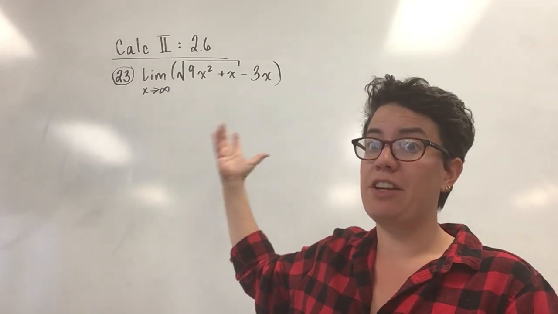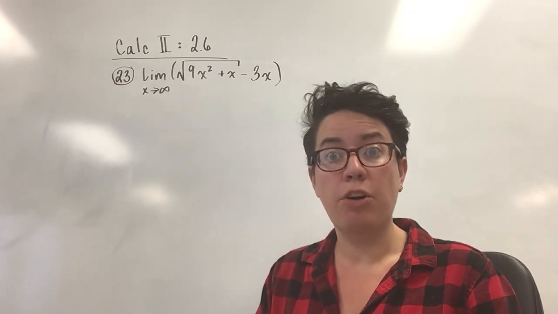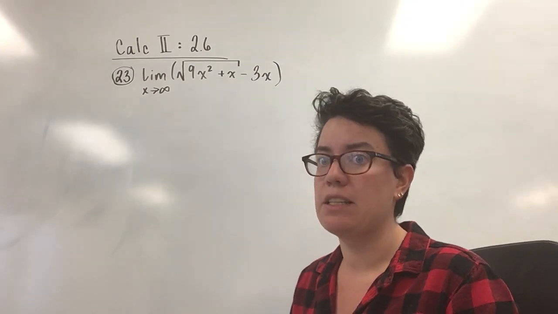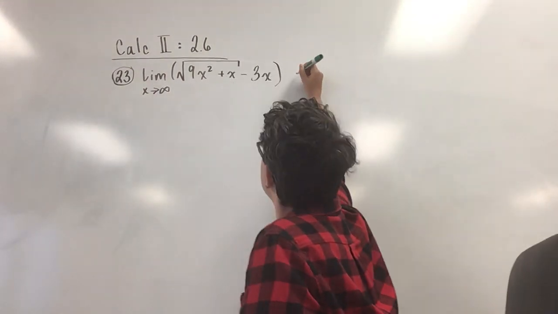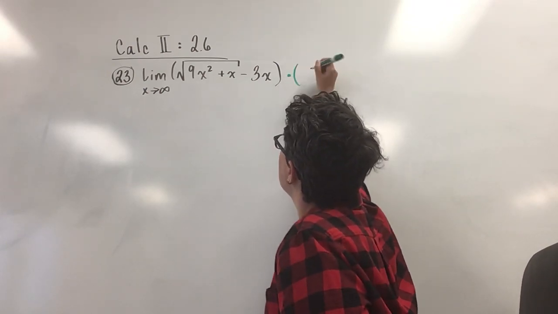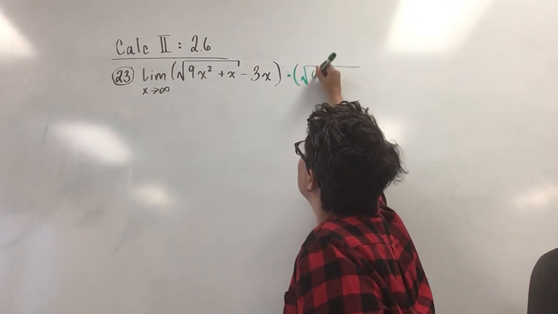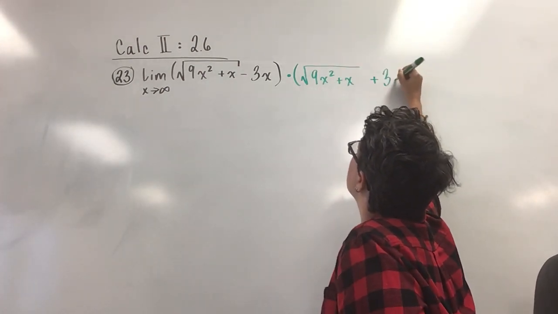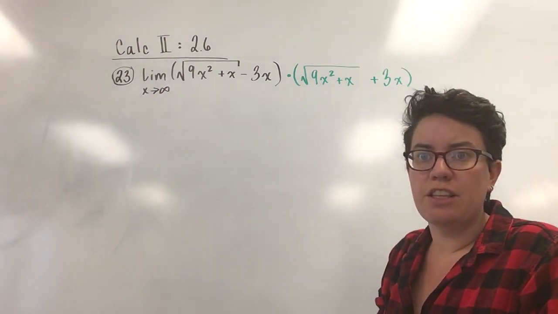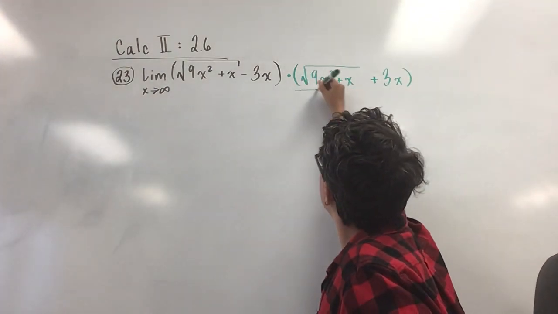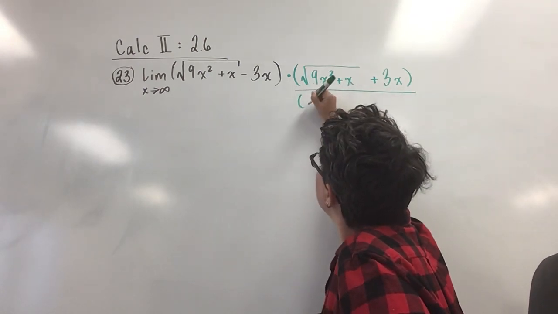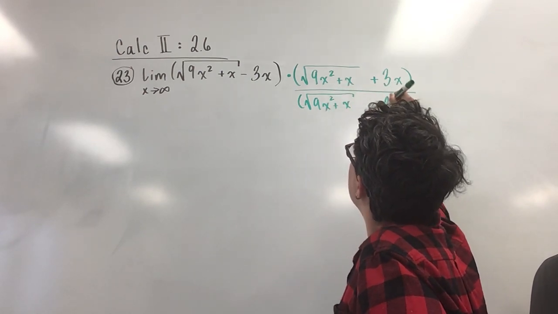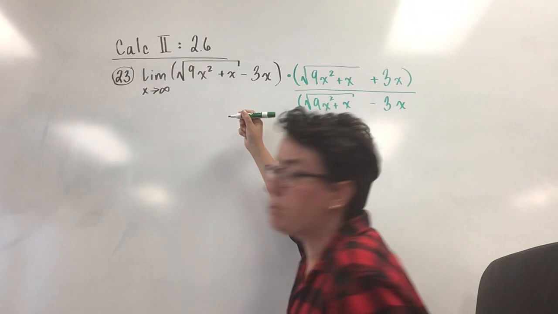Whenever you have subtraction and roots and limits, I would hope that your first instinct is to try multiplying by the conjugate, which is in fact what you want to do in this case. So here, we're going to multiply times root 9x squared plus x plus 3x. That's the conjugate there, we're just changing the sign. And we're going to do the same thing in the denominator, just like we would if this was a fraction. This is a really common one. We saw it in the presentation last week.